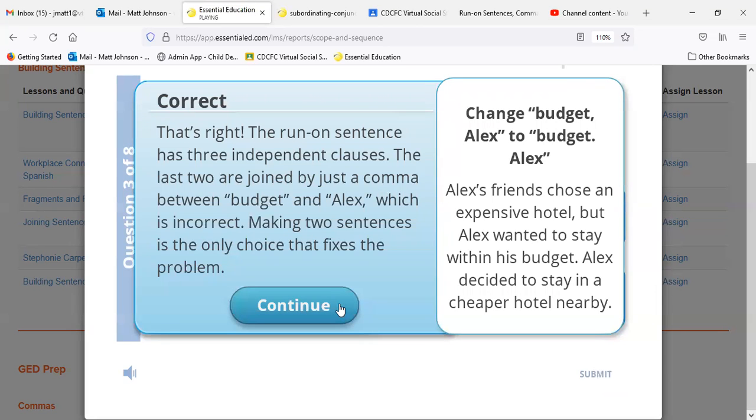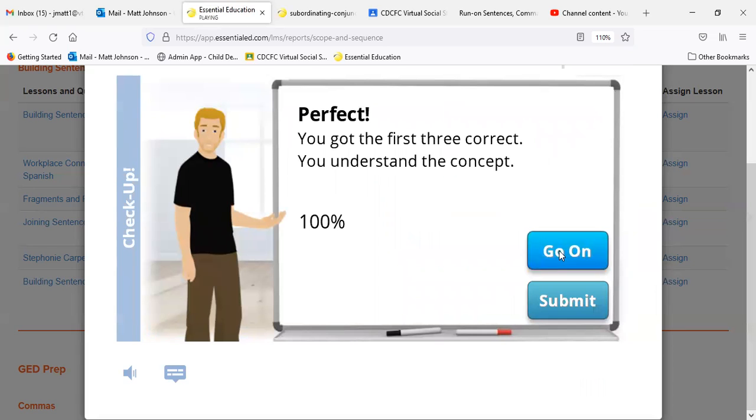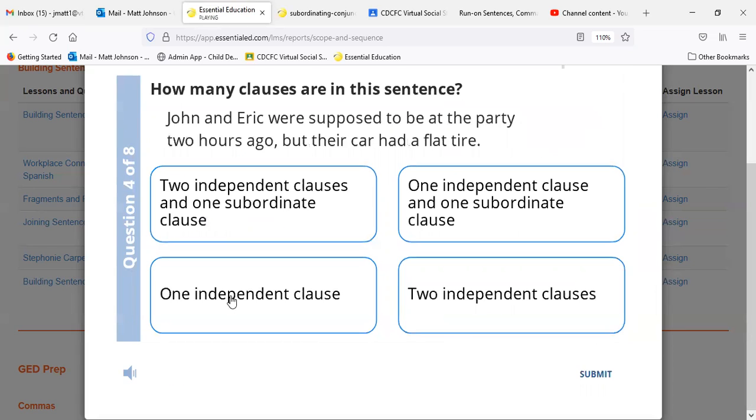All right, and then what have we got next? Good job. You got 3 in a row correct. Right, so it's asking us how many clauses are in this sentence. John and Eric were supposed to be at the party 2 hours ago, but their car had a flat tire. So if this is a correct sentence, which is what it's asking us, right? It's not giving us a sentence we need to correct. It's asking us how many clauses are in this sentence. So we can look right there where it's split by the comma and the conjunction but, right?